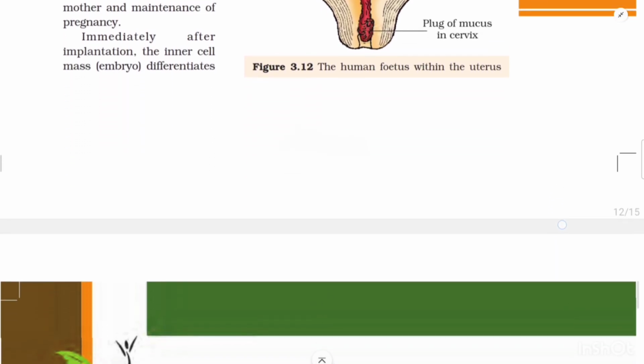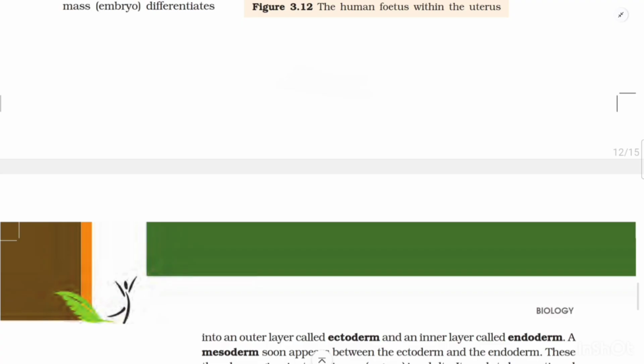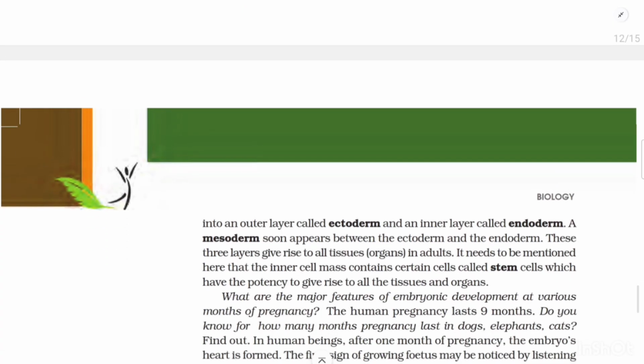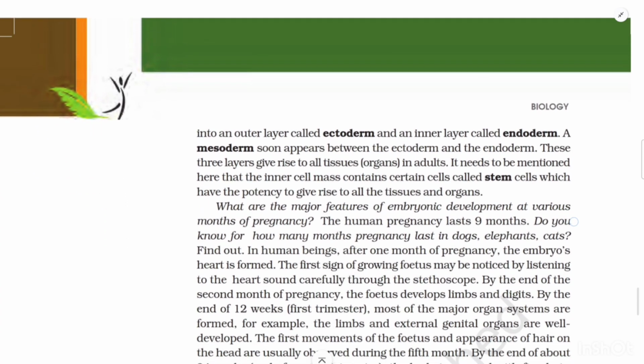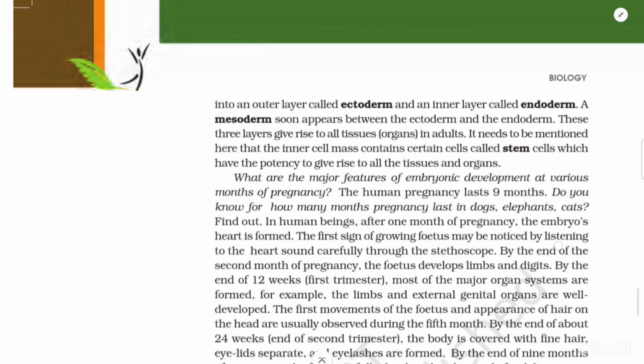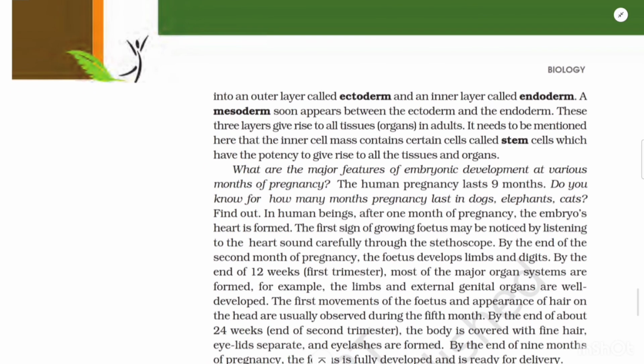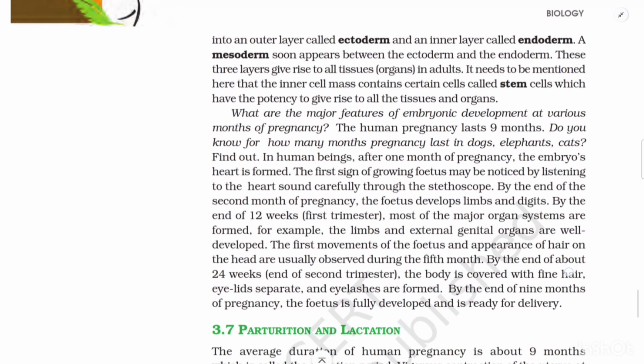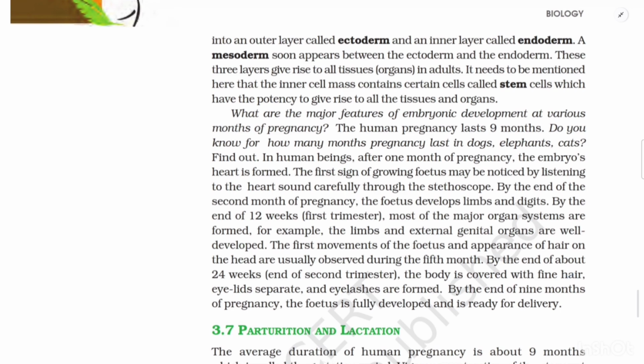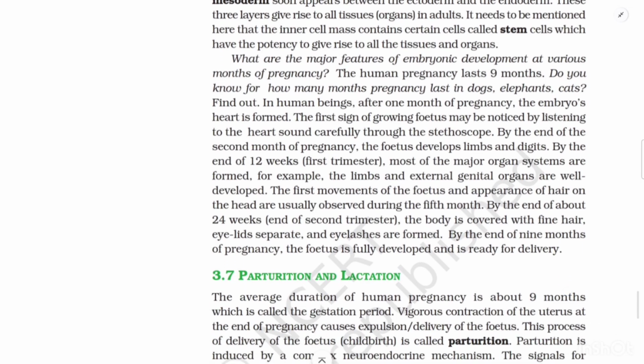Immediately after implantation, the inner cell mass, that is the embryo, differentiates into an outer layer called ectoderm and an inner layer called endoderm. A mesoderm soon appears between the ectoderm and the endoderm. These three layers give rise to all tissues and organs in adults. It needs to be mentioned here that the inner cell mass contains certain cells called stem cells, which have the potential to give rise to all the tissues and organs.